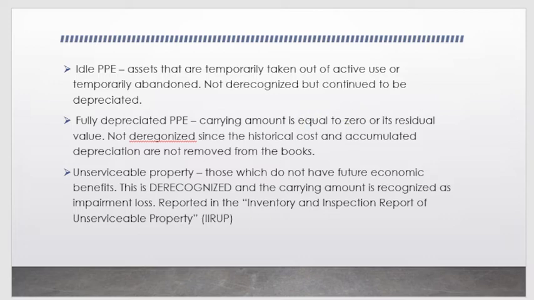Okay, unserviceable property, those which do not have future economic benefits. This is de-recognized and the carrying amount is recognized as impairment loss. So ito po yung mga items na wala ng service potential. So, ano ang gagawin natin dyan? Dinede-recognize na yan, inaalis na yan sa libro, reported in the IIRUP or the Inventory and Inspection Report of Unserviceable Property. Inaalis na yan dun sa mismong libro natin.